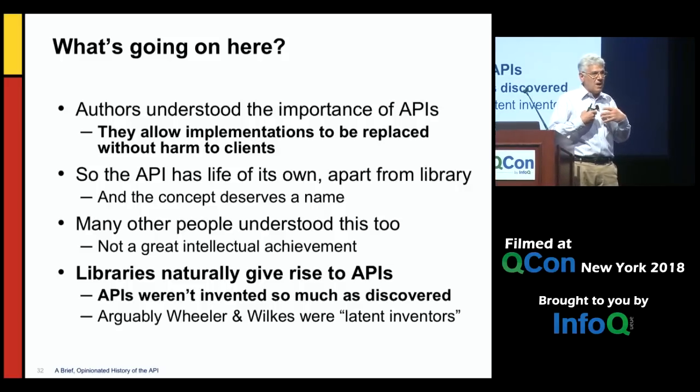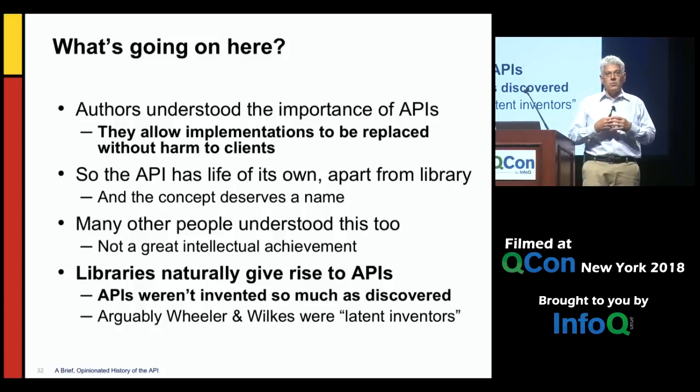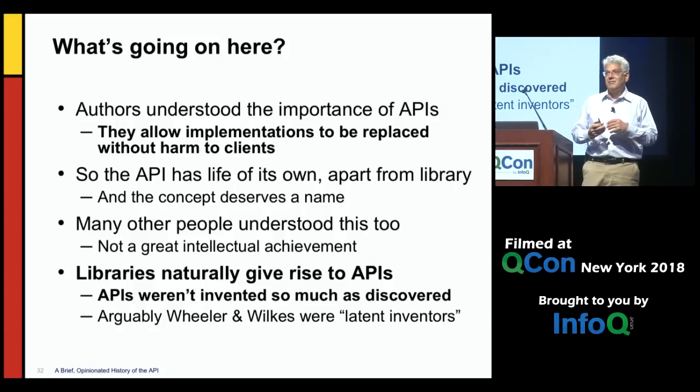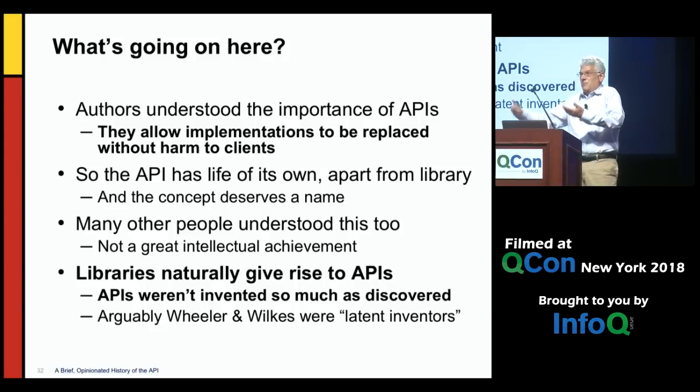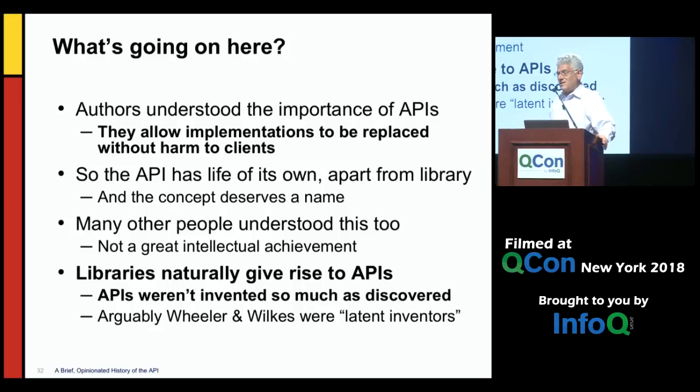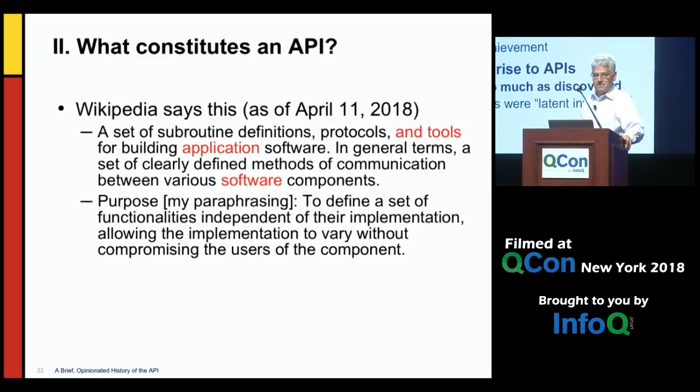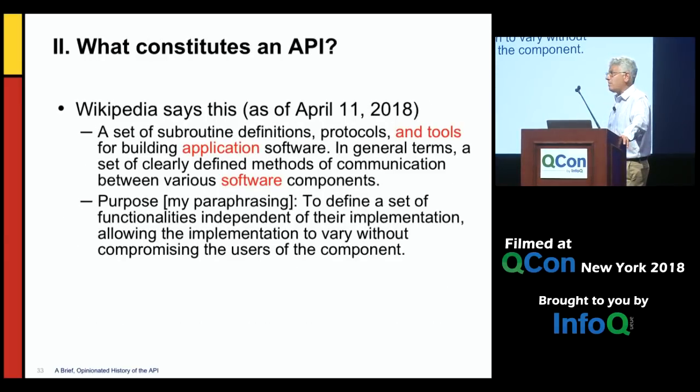So I would claim that Wheeler and Wilkes latently invented the API in 1948, and it just took us another 20 years to discover it and give it a name. All right, that ends the first part of the talk. And the second part is devoted to what exactly constitutes an API.